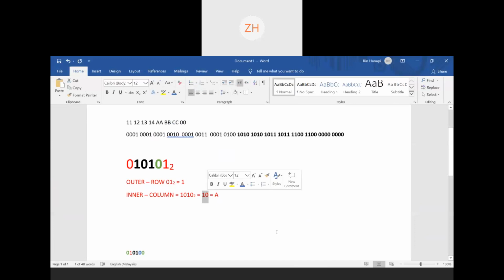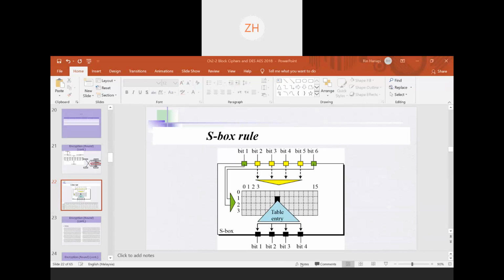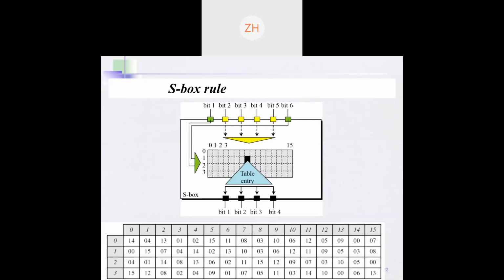By looking at this table, you have to read row 1, column 10. So the value is 12. Is this table fixed? Yeah, the table is fixed forever. But the way they arrange it, they have a formula for it.